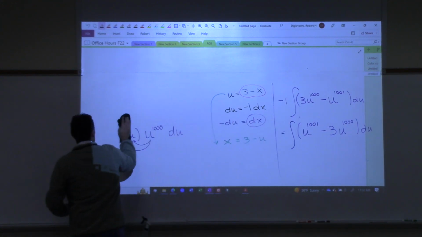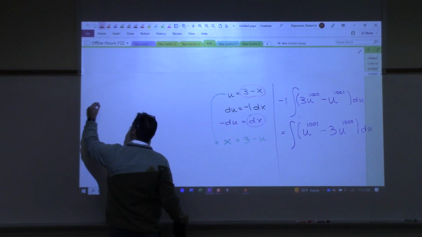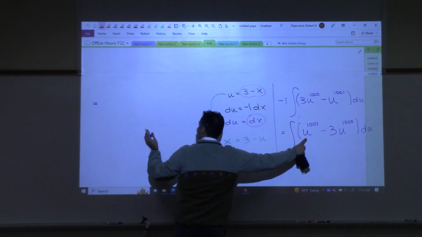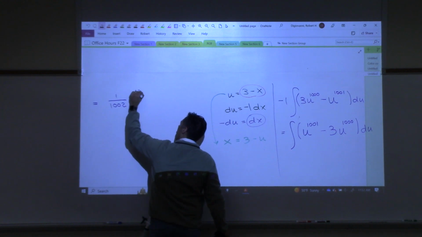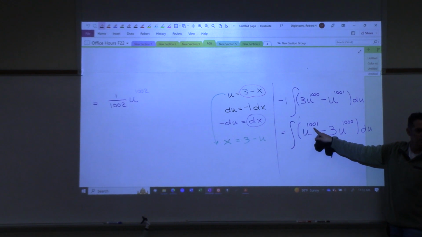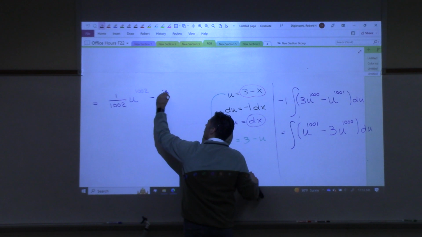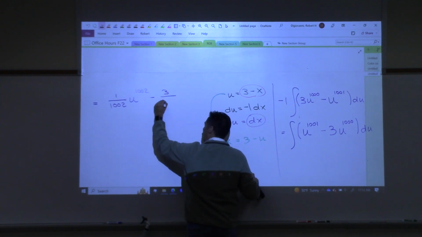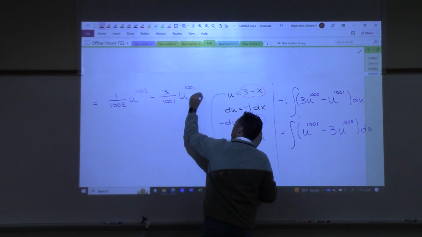All right, you ready for the antiderivative power rule? The antiderivative, no more integral sign. Okay, antiderivative of that is 1 over 1,002 u to the 1,002. Right, you add 1 to that power: 1 over n plus 1, u to the n plus 1. Minus, this 3 comes for the ride, so minus 3 over 1,001, u to the 1,001, plus c.